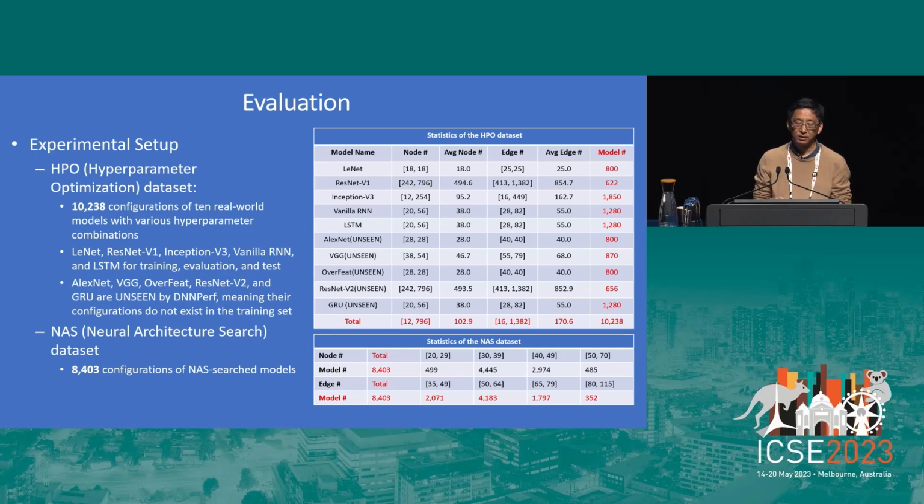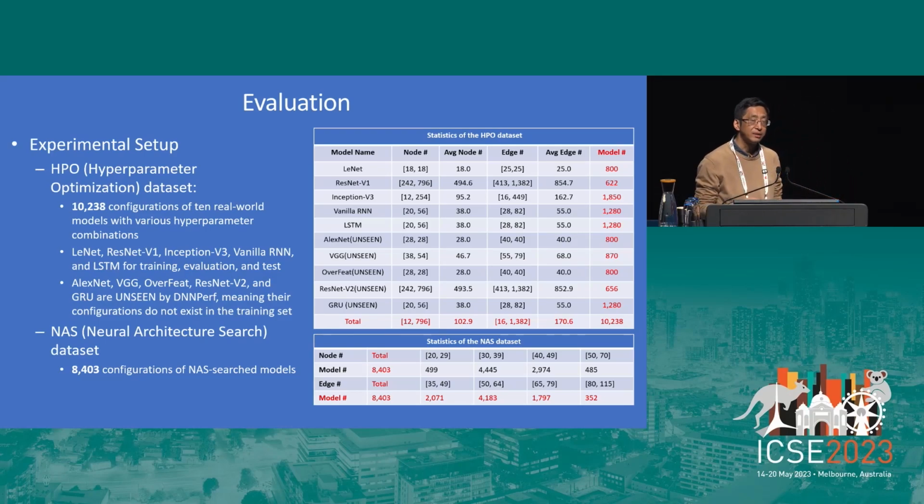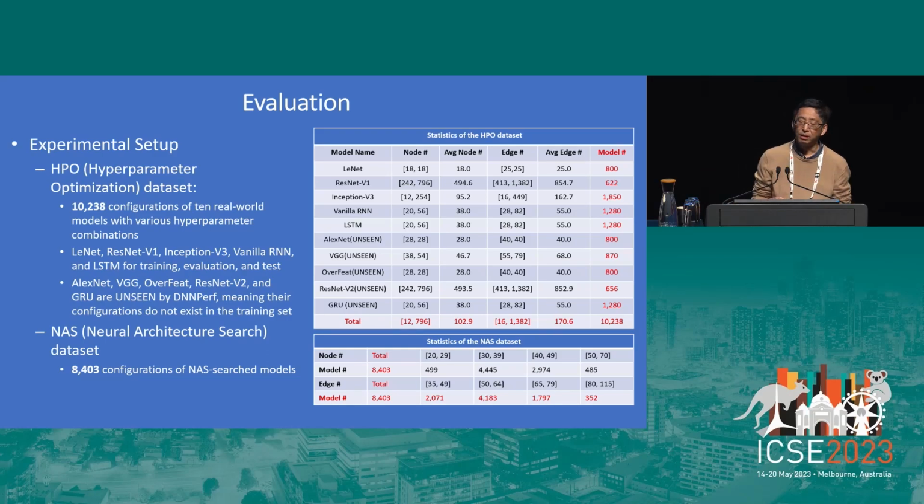Basically, the models' configurations do not appear in the training set. So we change the hyperparameters of these models, for example, the batch size, the input channel, the input width, and so on. In this way, we generate in total about 10,200 configurations. Each configuration corresponds to one model, so we have more than 10,000 new models with different hyperparameter values. This is one data set, which we call HPO.